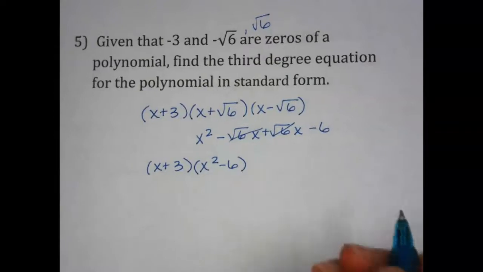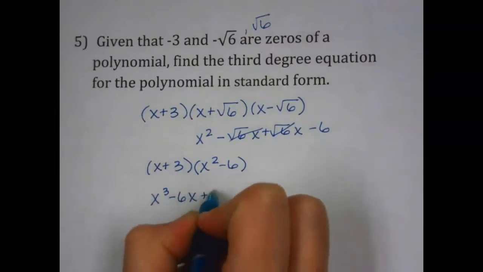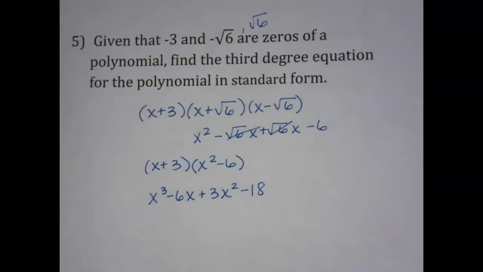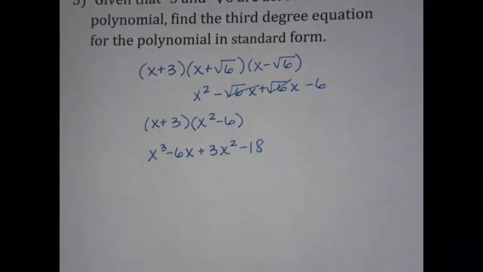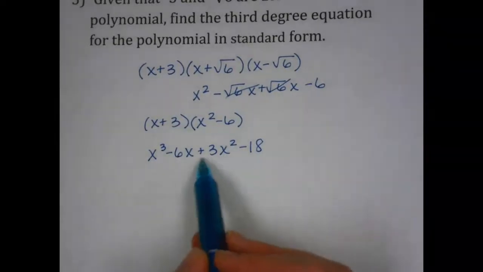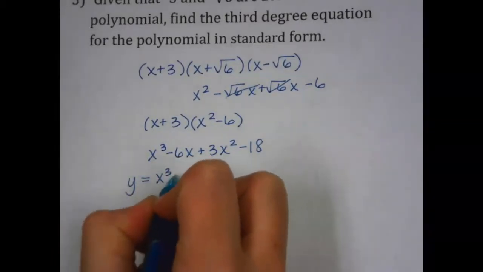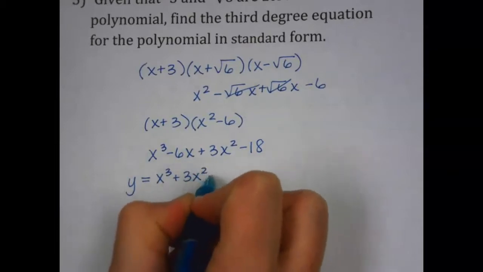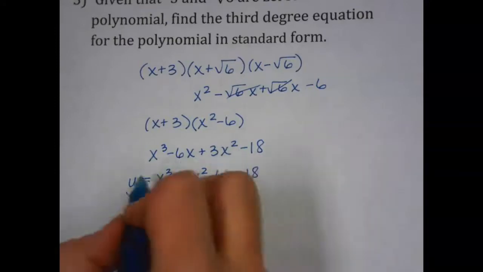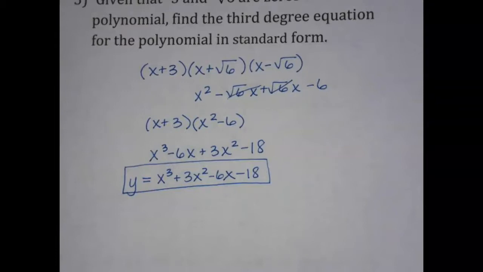And multiply those together. So I end up with x cubed minus 6x plus 3x squared minus 18. I could throw my y equals on to make it an equation, but I already noticed that it's not in standard form. See how the degrees here aren't decreasing? So I'll go ahead and rewrite it. Y equals x cubed plus 3x squared minus 6x minus 18. It's a third degree equation, and it's written in standard form.